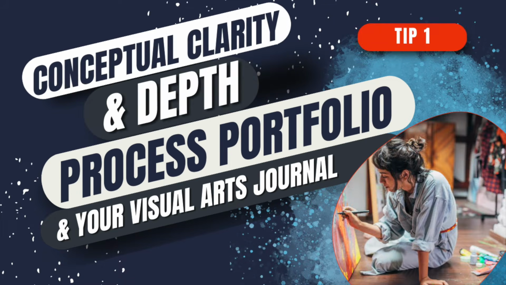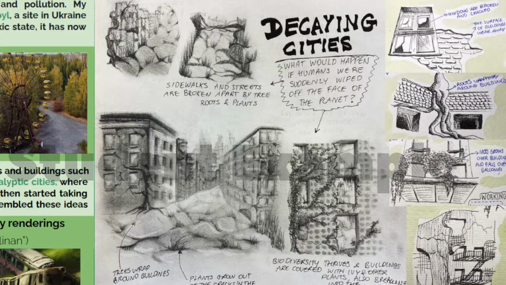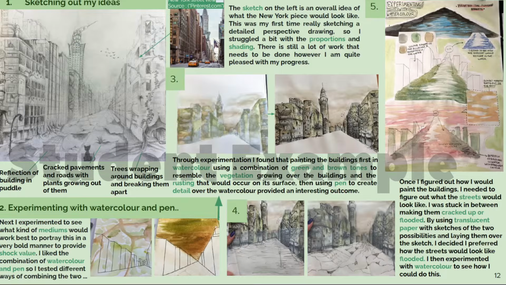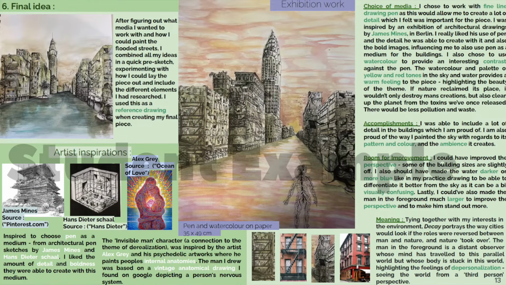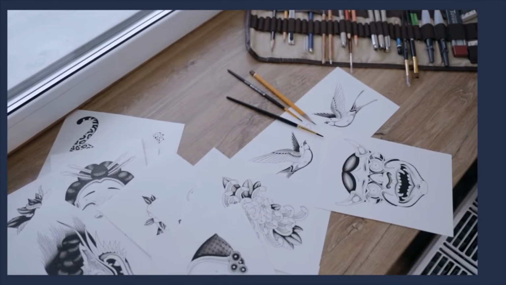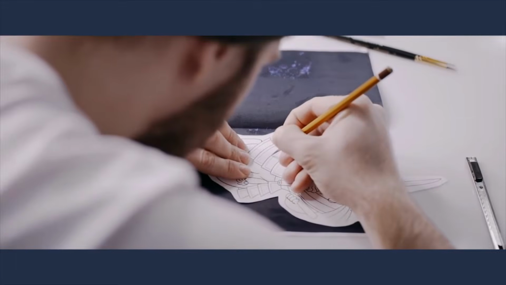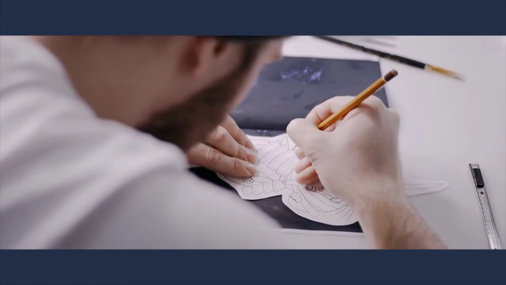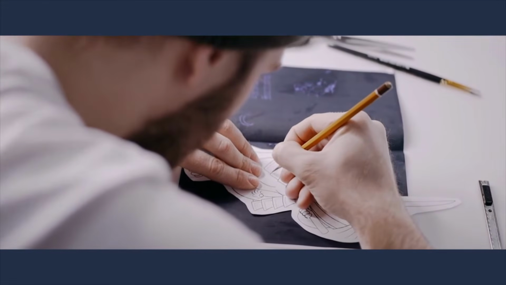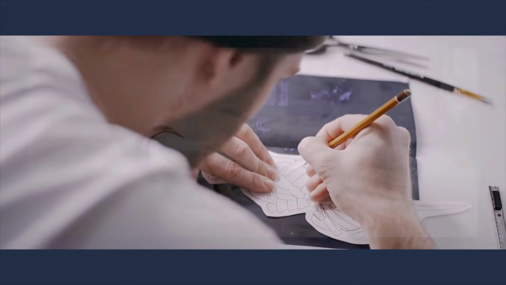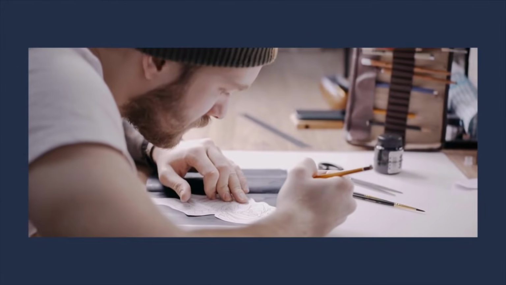Tip number 1, conceptual clarity and depth. First things first, your portfolio needs a clear and captivating concept. Think of it as the heartbeat of your art journal. Choose a theme or idea that speaks to you, something that ignites your passion. Now, this might be something that you don't recognize till you're at the end of your journey and say, this has been the voyage I've been on. It's been identifying these common themes throughout.